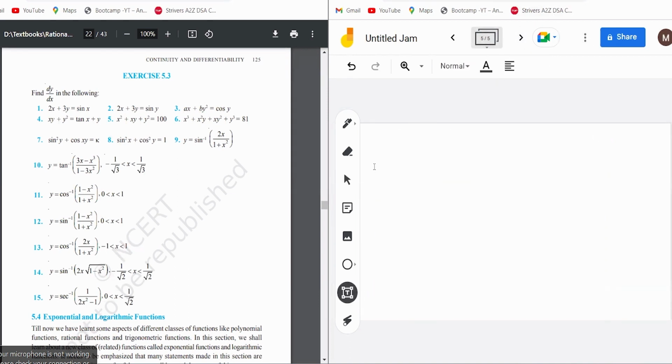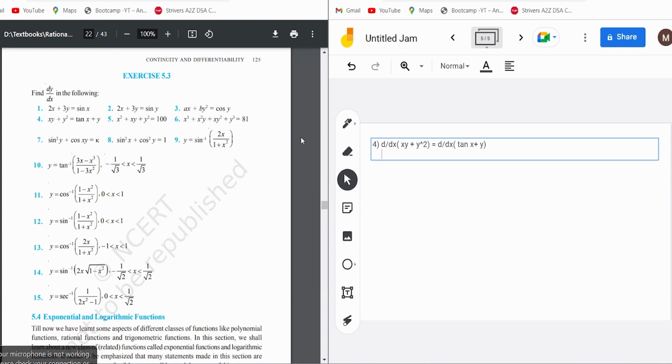Let's move to next question. Question number 4. So question number 4 is saying what? It is saying that, let's write it down. d by dx of xy plus y square, equal to d by dx of tan x plus y. Okay, so how will we do this? Again, since it is slightly complicated because it is a product rule, we will apply it here.